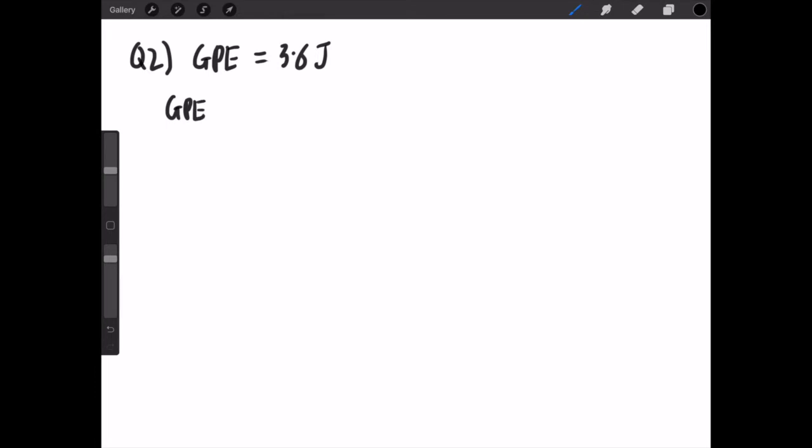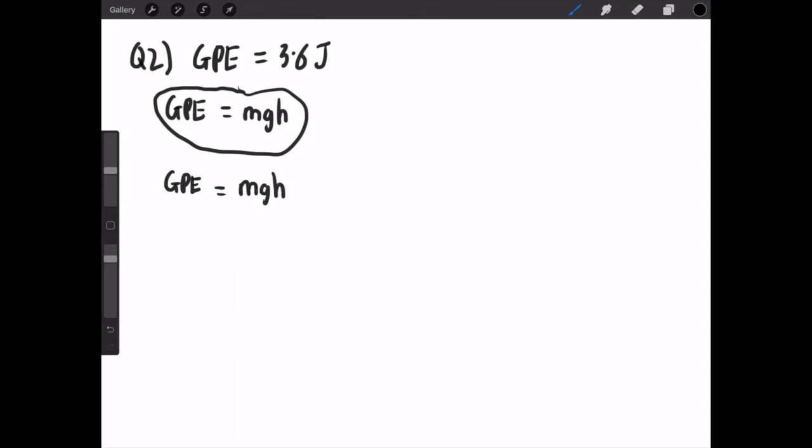Another required equation, GPE is mass times gravity times height. Again, we need to learn that equation. It's a really important one. No getting away from it. And what we need to do now is rearrange this equation for h, because it wants to find out its maximum height. So we'll do this just in one stage. All I need to do is eliminate the m and the g. So we're going to divide both sides by mg, like that, which is going to cancel everything out. And GPE over mg equals h.